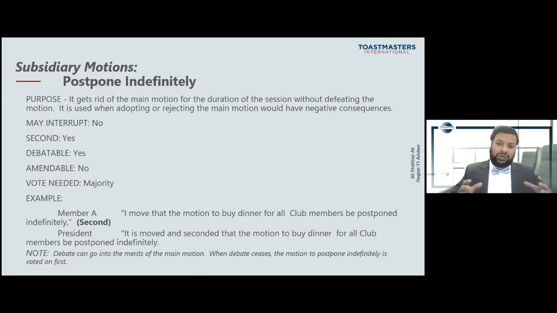Now, we have to debate on this motion. Should we postpone this motion indefinitely to buy dinner for all club members, or we just drop it? We cannot introduce new topics here. We have to stick to the main motion, because this is a branch from the main motion, or this is talking about the main motion. So we should speak about the main motion, and the debate should continue on this purpose. In case this motion is lost, we go back to the main motion. So that's how it works.